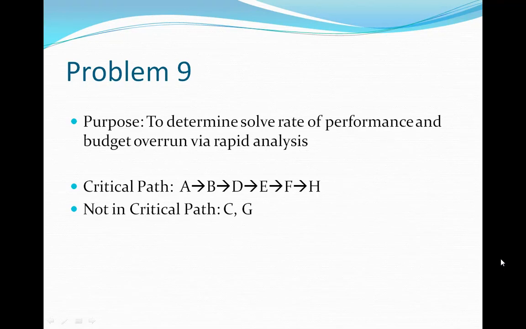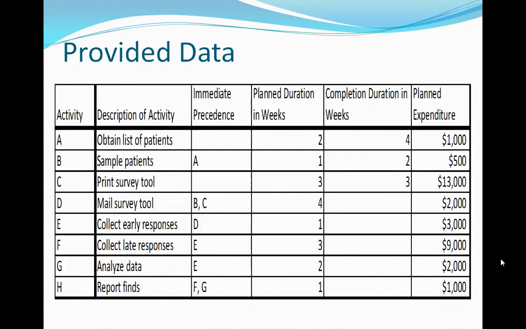D. Mail survey tool. E. Collect early responses. F. Collect late responses. G. Analyze data. And H. Report findings. With the exception of activity C and activity G, all other activities were in the critical pathway. In this scenario, only 3 activities, A, B, and C, were actually completed. This next slide shows the data that was provided by the question.